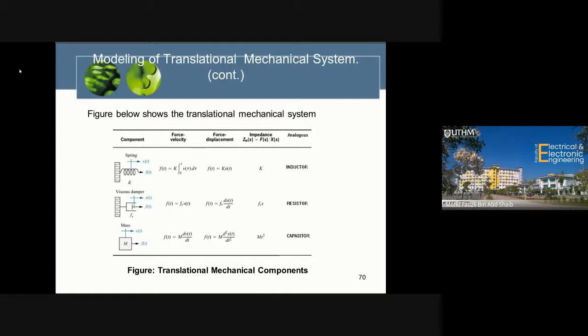If it's K, it remains as K. If it's the damper, FV, when we change to the displacement, it's times with S. Mass is times with S squared.